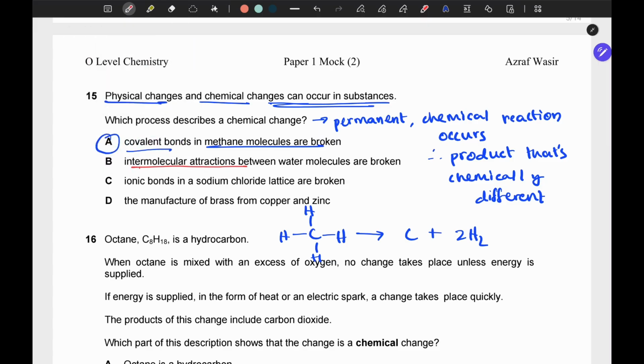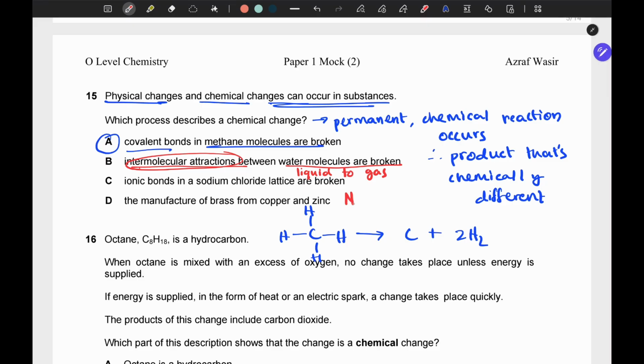with them? Intermolecular attractions between water molecules are broken. This occurs when we're going from a liquid to gas. Intermolecular forces are being overcome or broken at that stage, or basically during any state change, the intermolecular attractions are being broken. Now we know that state change is always a physical change, so that means B can't be an answer.